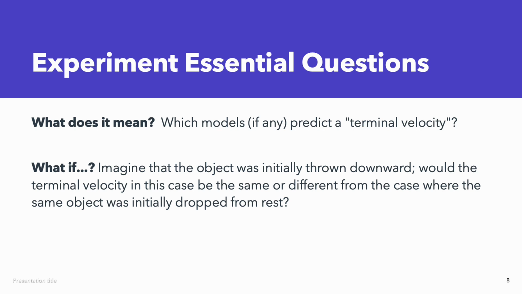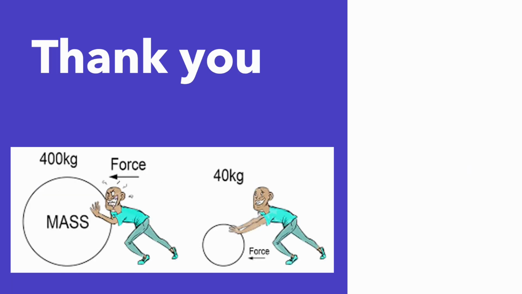Also, what if the object was initially thrown downward? Would the terminal velocity in this case be the same or different from the case where the same object was initially dropped from rest? So the terminal velocity will be the same, as it only depends on the velocity needed for the drag force to be exactly opposite to its weight, which will be the same in both cases. So the terminal velocity will be the same.